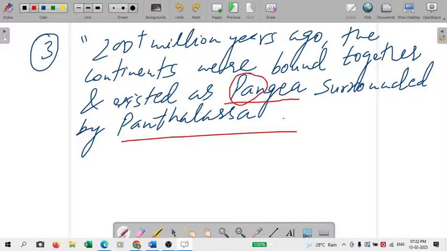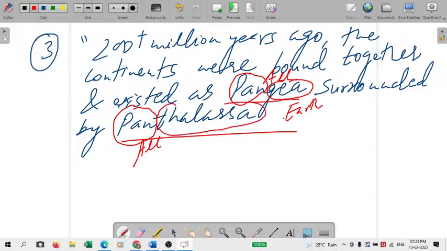Pangea, simply all earth. Pan means all, Gea means earth. Here, Pan again means all. Thalassa means earth. Right? Oh, sorry. Thalassa means water. So all earth surrounded by all water.